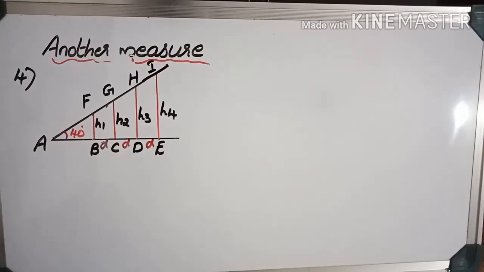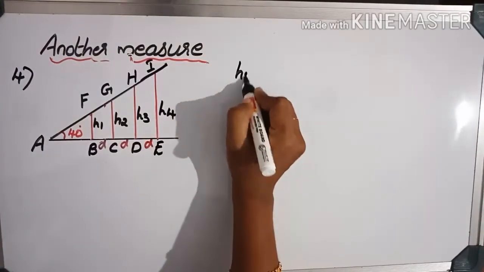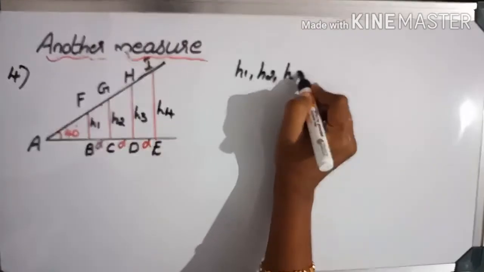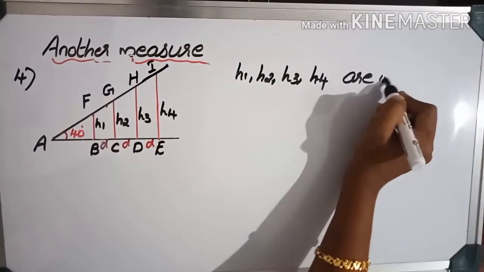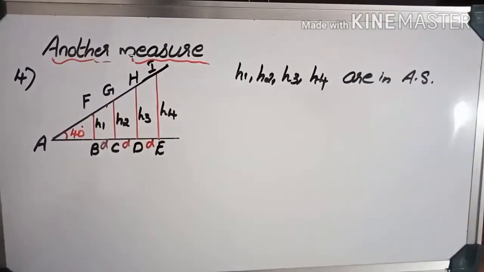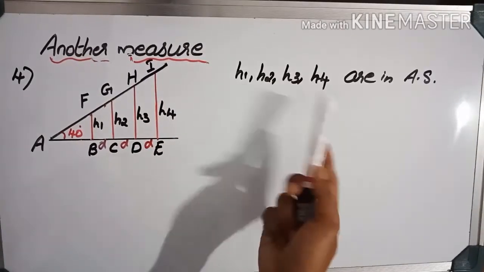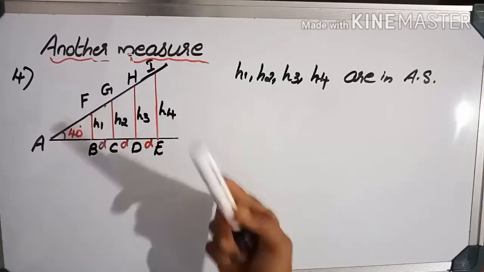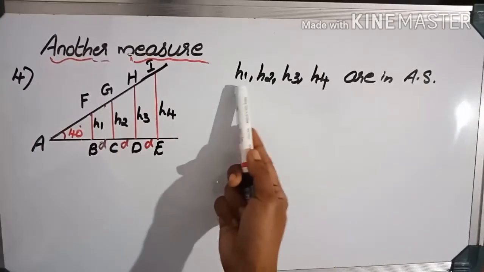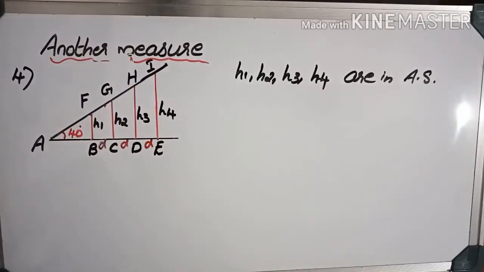So h1, h2, h3, h4. We need to prove that these heights are in arithmetic sequence. And we know arithmetic sequence means there must be a common difference. So for that we have to check. In order to find the common difference, we need the measurement of these heights, then only we can check that. So let's find h1, h2, h3 and h4 first.